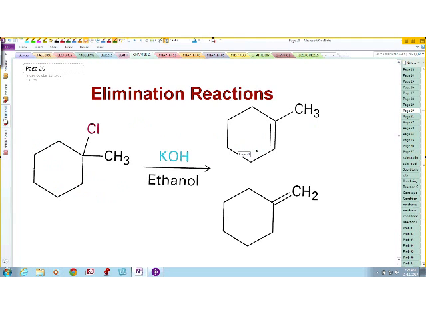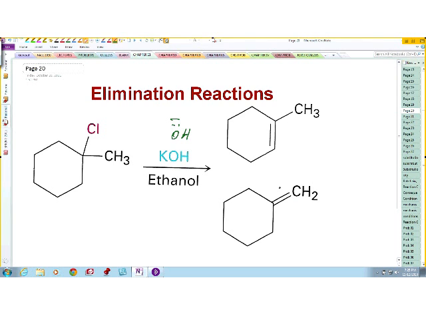The next set of reactions is what we call elimination reactions. We look at this reaction here. What do we have here? We have an organohalide. We have potassium hydroxide. For the most part, just think of this potassium hydroxide, mostly the hydroxide is what we need here. And the solvent is ethanol. See what we get here? We get two elimination product possibilities, either this here or this here.